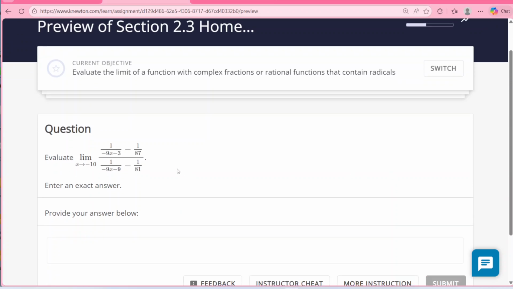All right, so this one has some complex fractions. Again, it's one where if I were to plug in the number, x is approaching negative 10 here. If I were to plug in negative 10, you get 0 in the numerator, 0 in the denominator, which is bad, right?